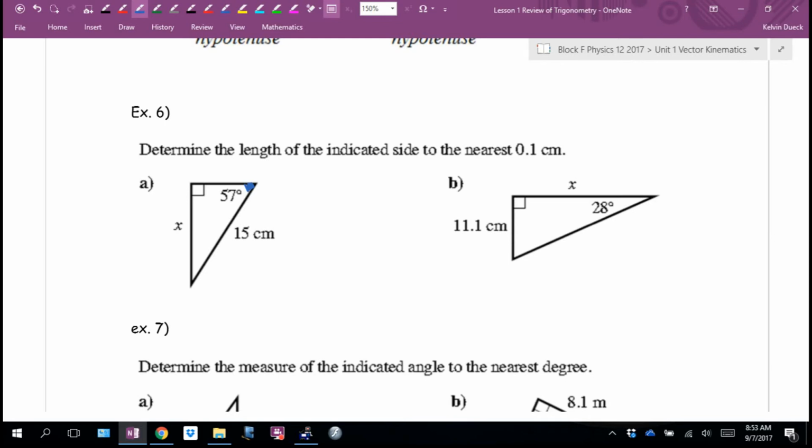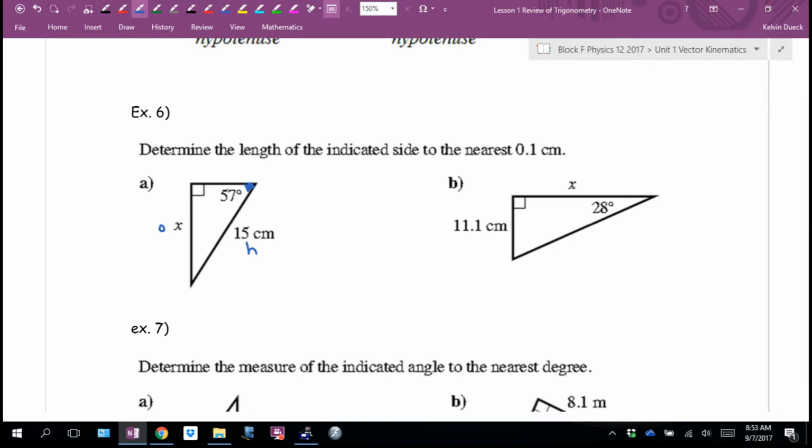Then I look at the x: opposite, adjacent, or hypotenuse? Opposite, I put an O there. I look at the 15. Hypotenuse, I put an H there. I'm going to give you some advice. I completely ignore the blank side and I don't label it.